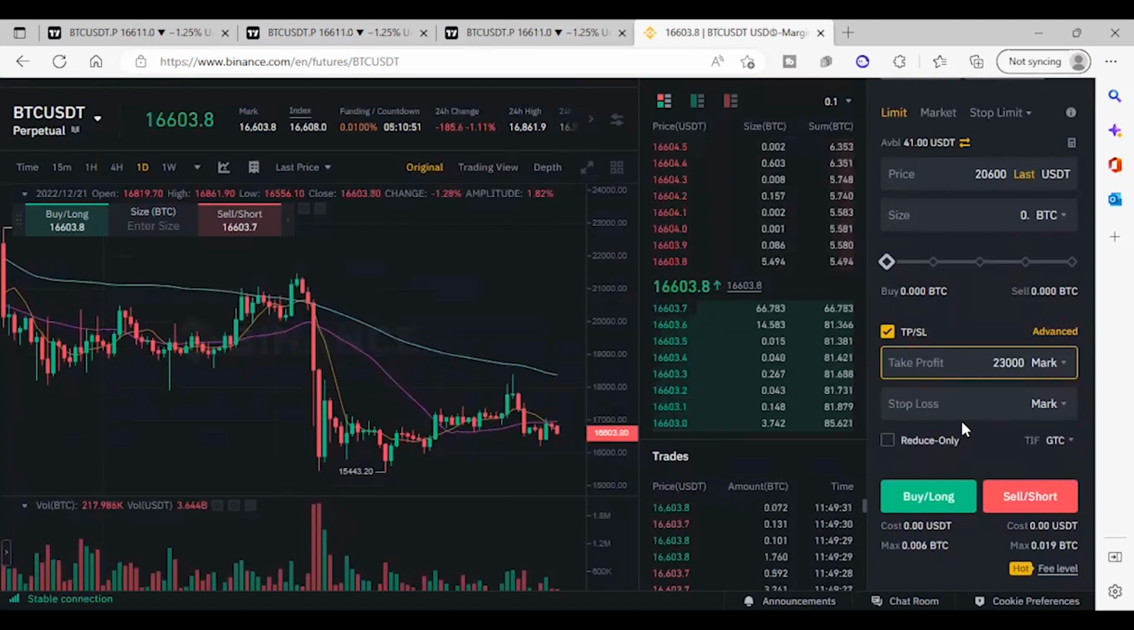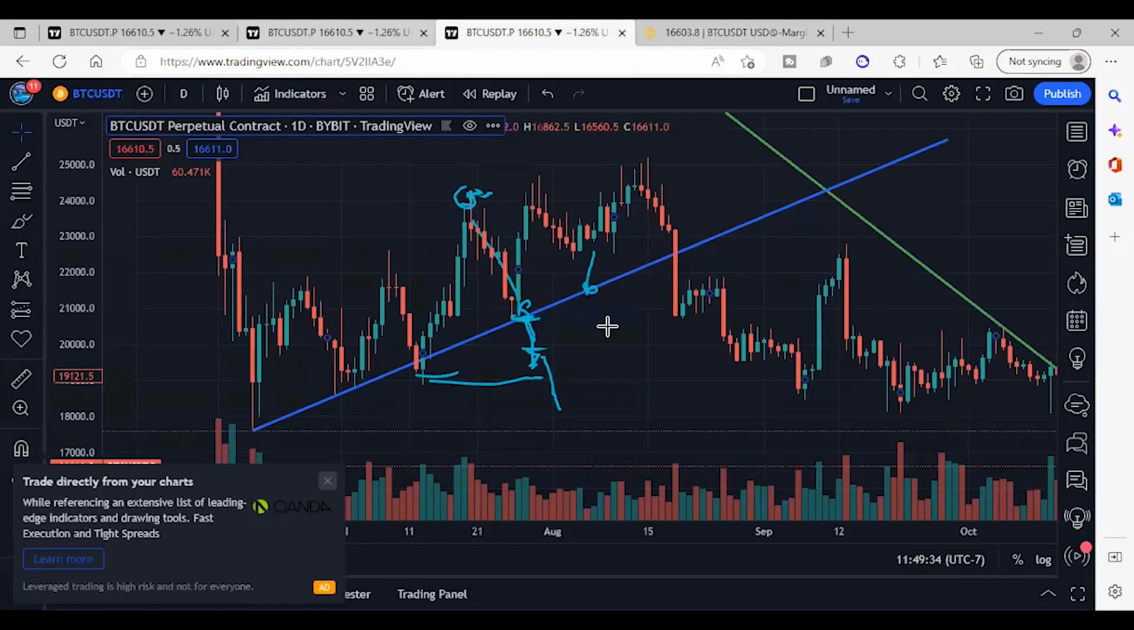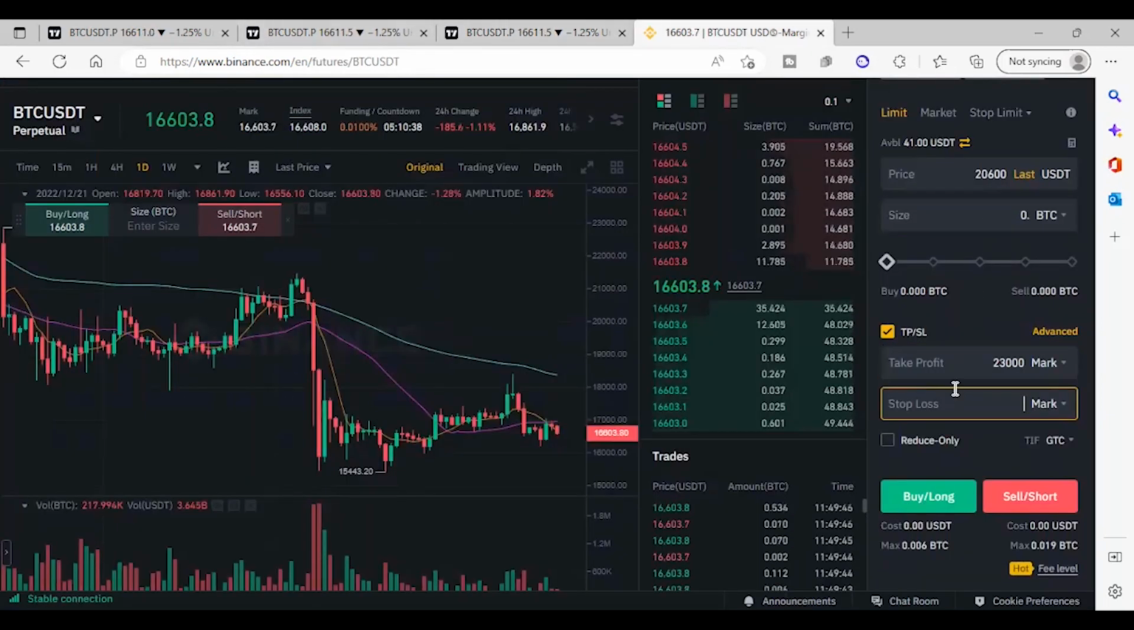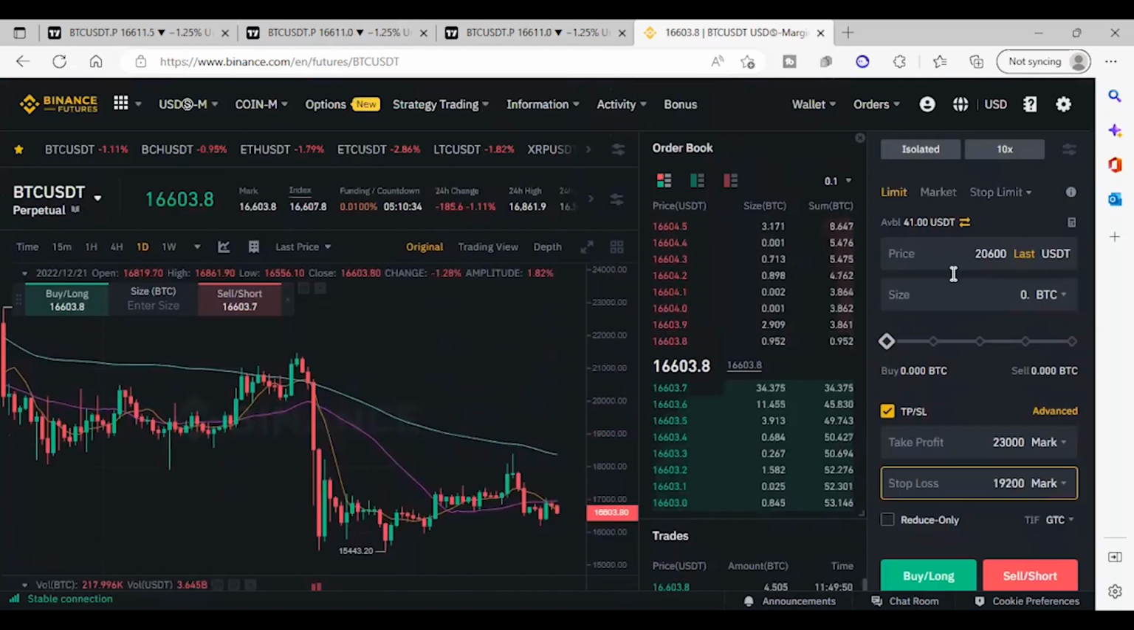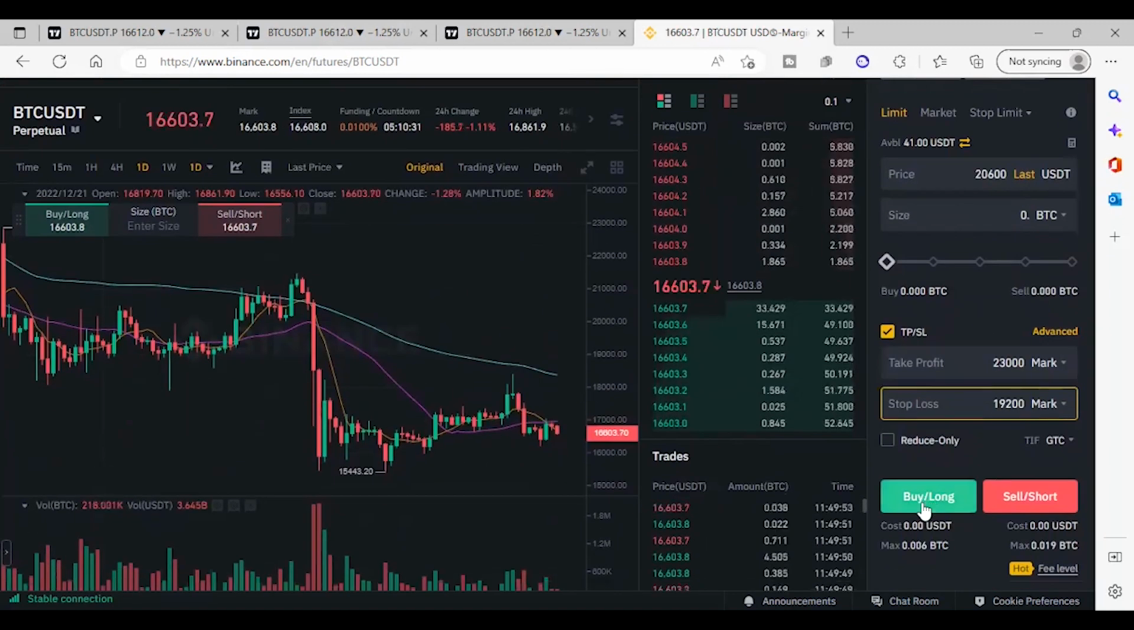All right. And then stop loss, we set it. You go back to your chart, look at it. Stop loss, this should be, we'll say maybe 19,000. Around here, 19,200. So 19,200 is our stop loss. Once we've done all of this, then we can go ahead and buy long.